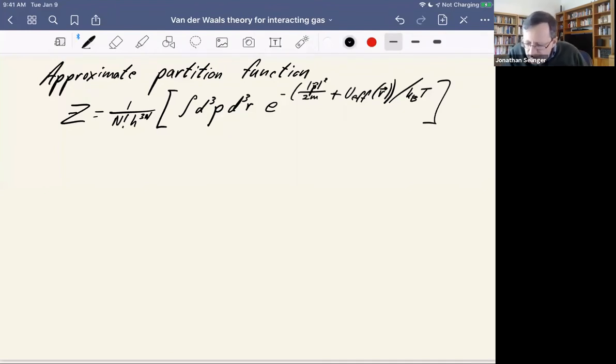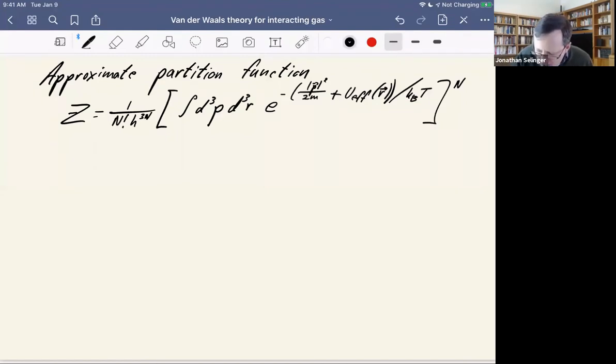And so this is what you get integrating over the coordinates for the test molecule in red. But because all the other molecules are really the same, they each give a power of this same integral in the square brackets. All right, and so we'll just raise it to the n power, where n is the number of molecules.